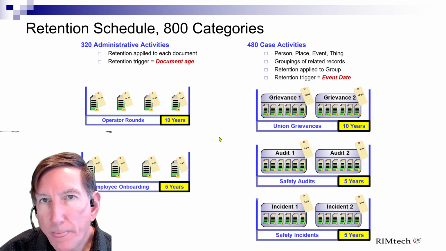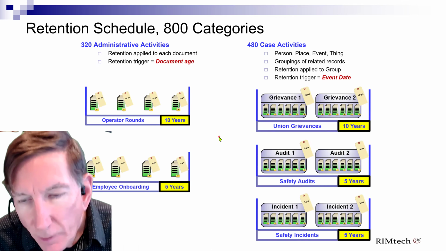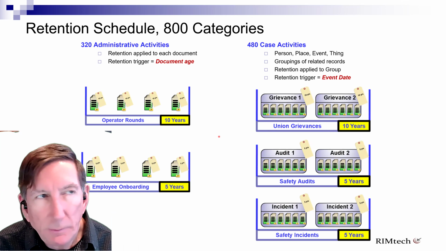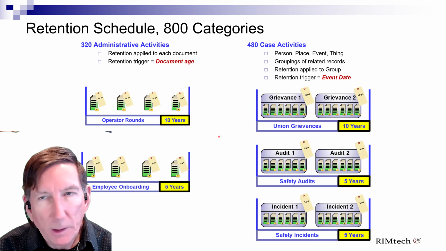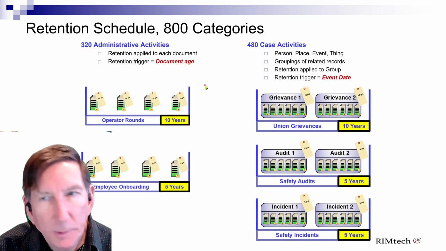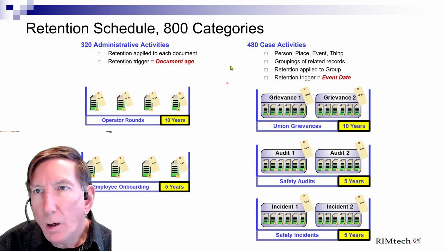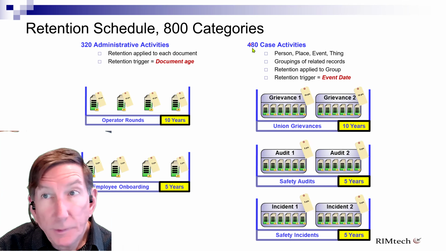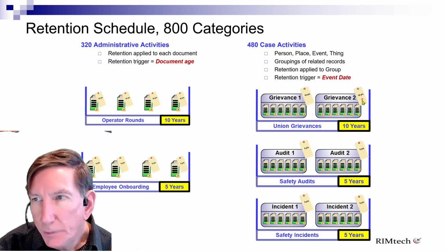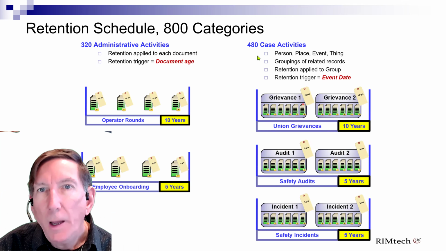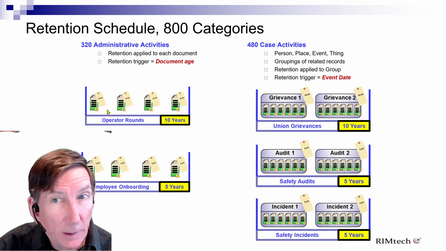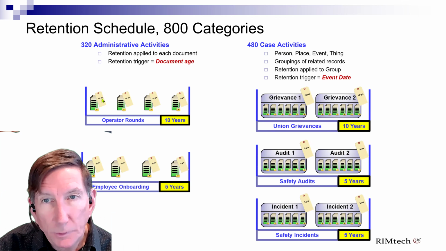Okay? So let's pretend we have a retention schedule of 800 categories, which is normal and typical for a municipality with 1,000 employees or any other business with 1,000 employees. So of the 800, 480, 60% of them, will be case structured. So the retention rule will be applied to the case as a whole. 320 of them will not be divided into cases. They're admin categories, so the retention rules are applied individually to the documents.